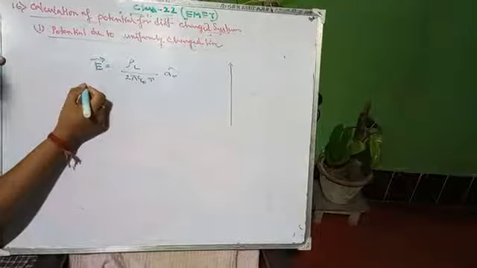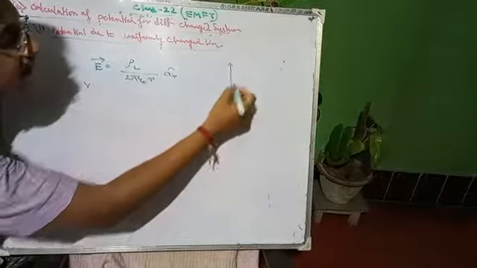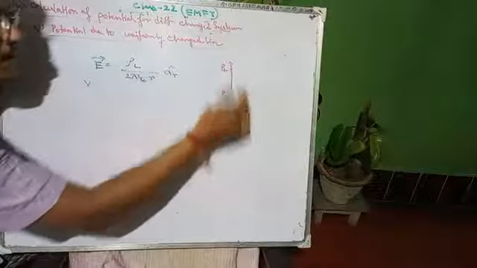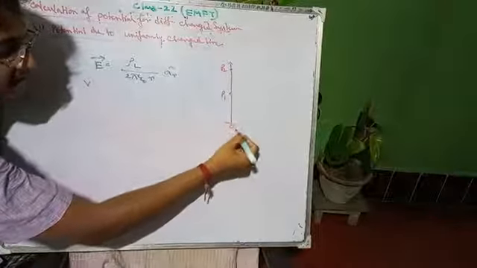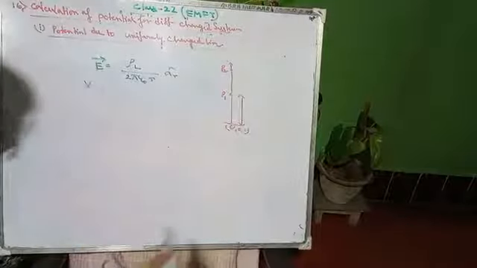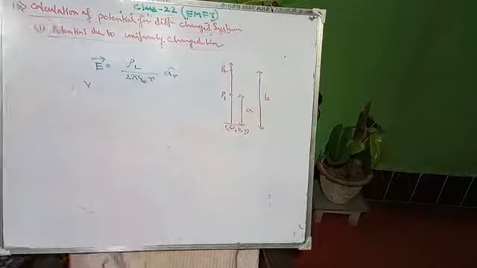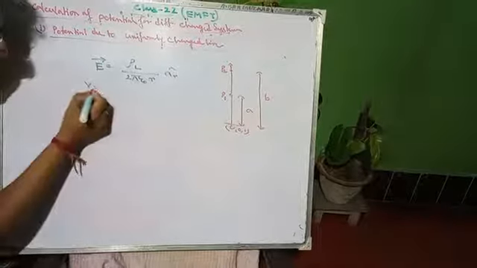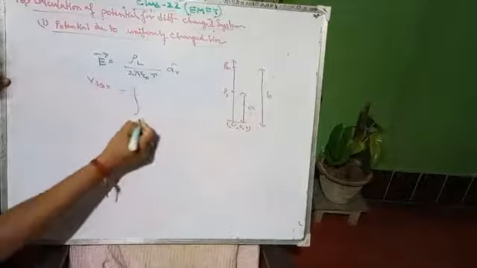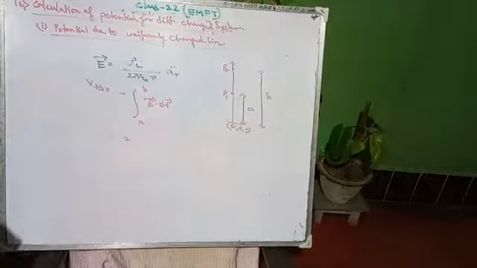Suppose we are taking 2 points, P1 and P2, over this line, and from the origin the distance of P1 will be A and the distance from the origin up to P2 will be B. So your VAB, the potential difference VAB, will equal the negative of the integral from A to B of E dot dl. This is the basic, or mother, equation.